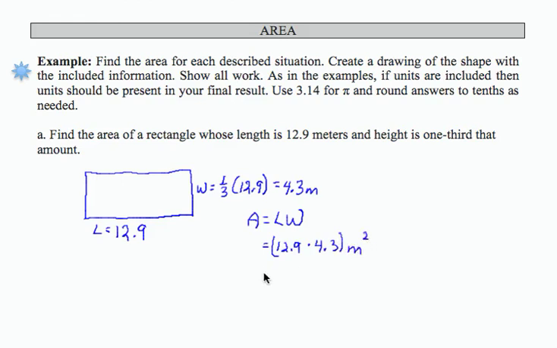So if I multiply and round to the nearest tenth, which is what we're asked to do here, I end up with 55.5 meters squared as a final amount for my area. So I'm just going to write that in here as well, 55.5 square meters.